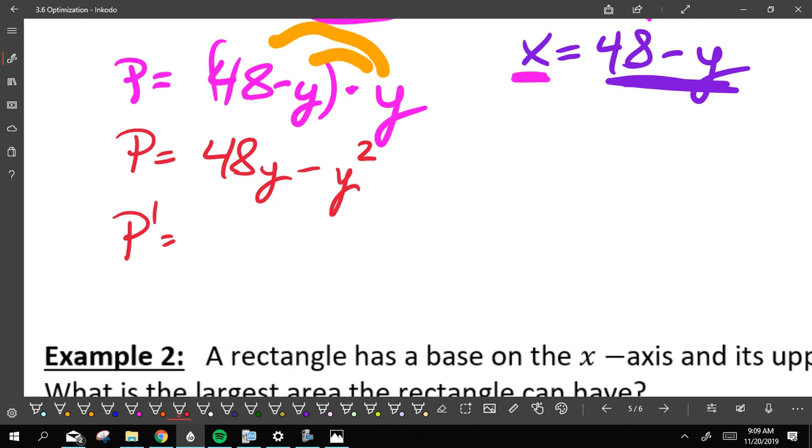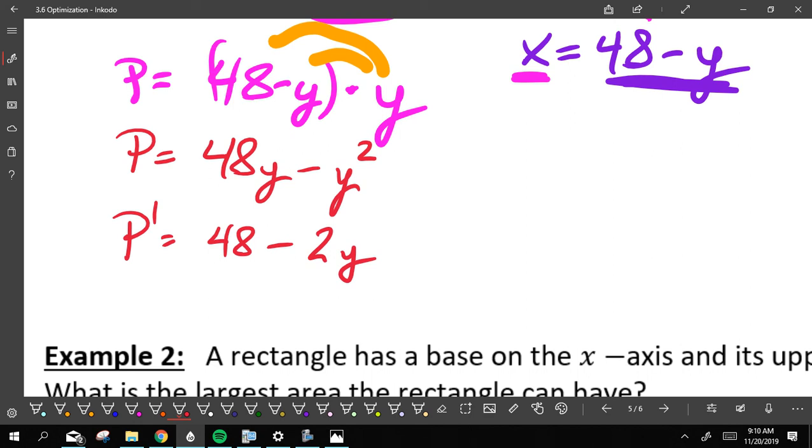We're using x and y. Don't let dy/dx come into play here, that's not coming into play. So we're just taking the derivative. The derivative of 48y is 48. The derivative of y squared is 2y. That's my derivative. That's what P prime is.